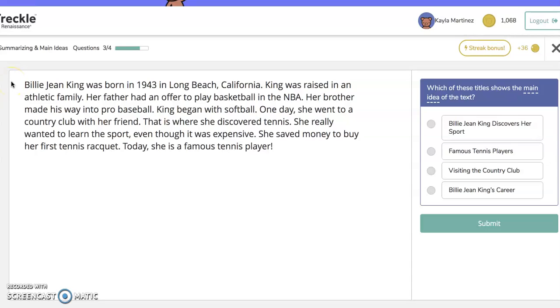Billie Jean King was born in 1943 in Long Beach, California. King was raised in an athletic family. Her father had an offer to play basketball in the NBA. Her brother made his way into pro baseball. King began with softball. One day she went to a country club with her friend. That is where she discovered tennis. She really wanted to learn the sport, even though it was expensive. She saved money to buy her first tennis racket. Today, she is a famous tennis player.